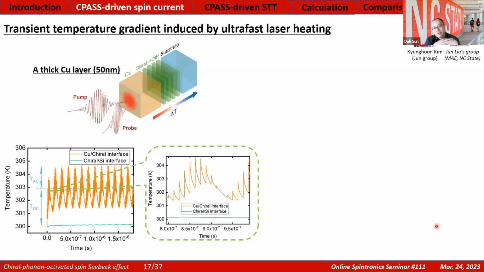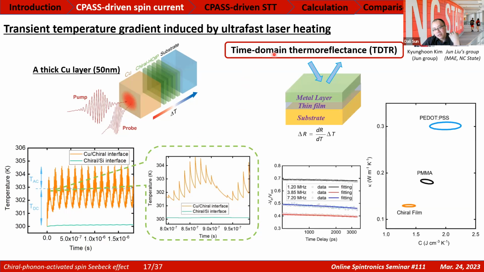So we deposit the copper layer on top of chiral perovskite materials, and we shine the light on the copper, which is 50 nanometers. We absorb all the light, and you generate a transient temperature gradient, from hot to cold across the whole sample area. And they can do the calculation with all the temperature gradients across interfaces, including the AC temperature gradient modulated by the ultra-fast laser. And of course, you still have a DC temperature gradient generated by the continued heating of the laser.